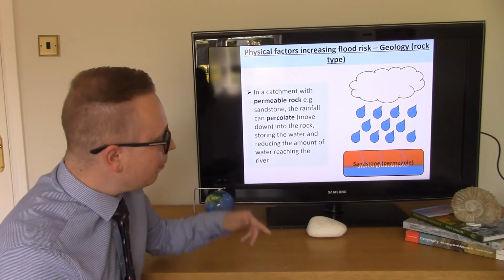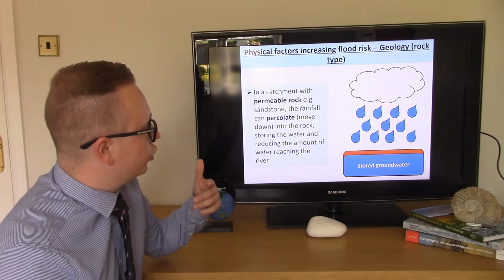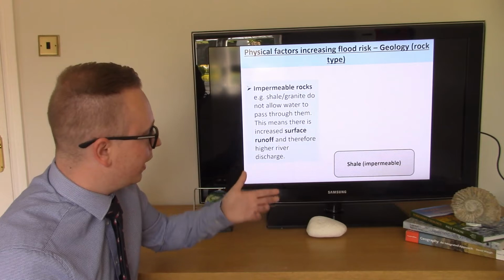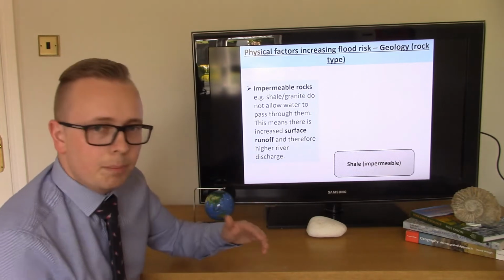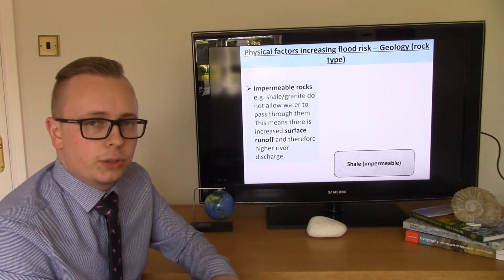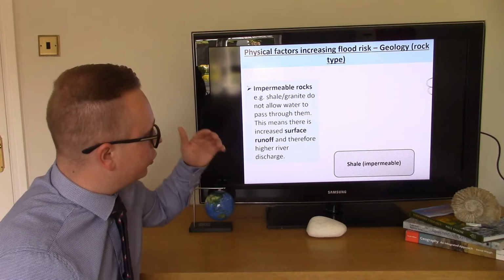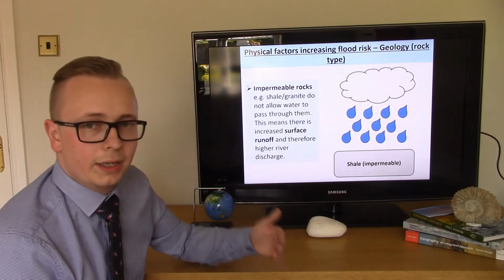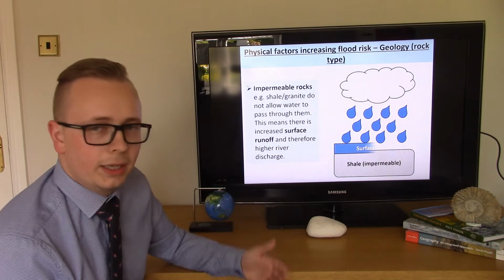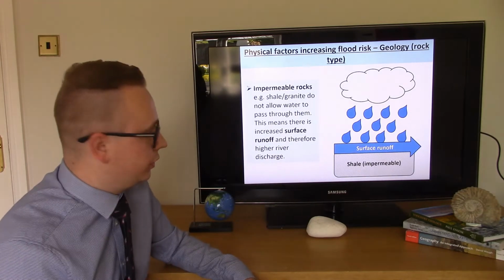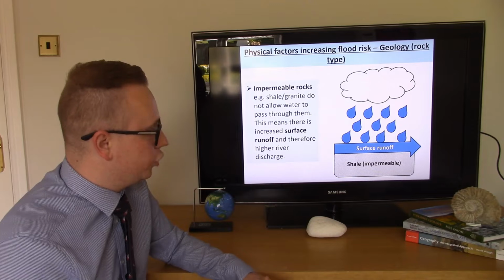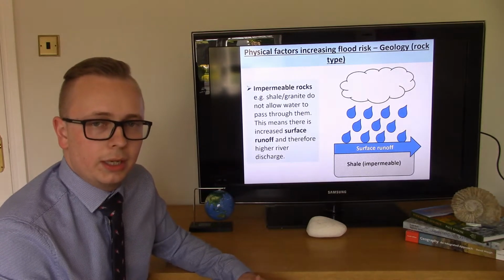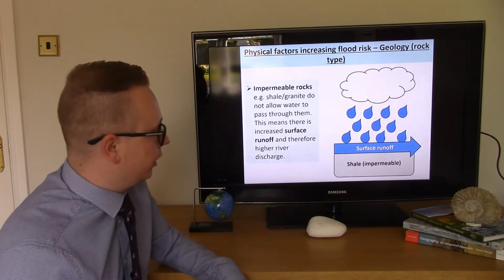However, impermeable rocks, such as slate or granite or shale, do not allow water to pass through, and instead when the water hits these surfaces, it runs straight over the land and into the river, rapidly increasing the river's discharge. So the geology is really important in determining how it's going to impact the discharge of the river.